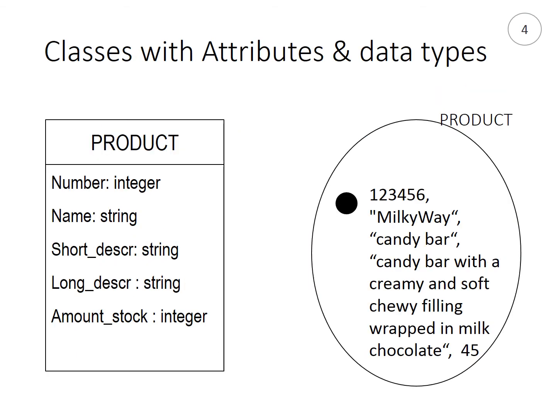In a UML class diagram, the attributes and their data types are written in a box below the class's name. So like you see here on the left side. For the instance on the right side, we can simply see the list of values that this instance has for the different attributes.